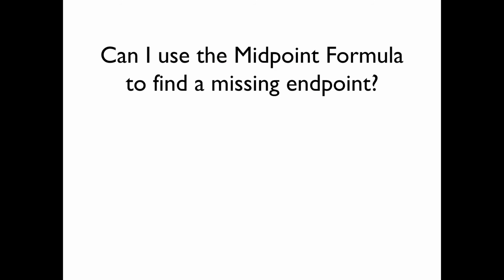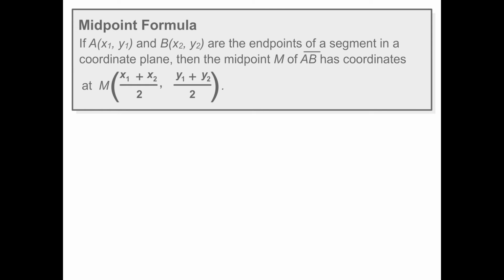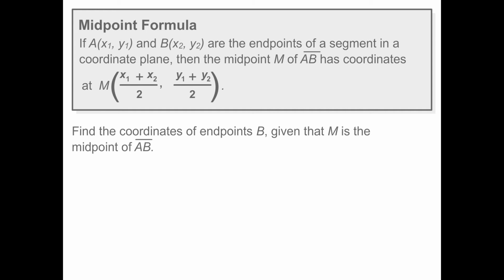Can I use a midpoint formula to find a missing endpoint? Yes, the formula is useful for problems where the midpoint and one endpoint are given. For example, find the coordinates of endpoint B given that M is the midpoint of segment AB. A is the point (3, 4), and M is the point (5.5, -1). To start this type of problem, label the missing endpoint B as (x, y).